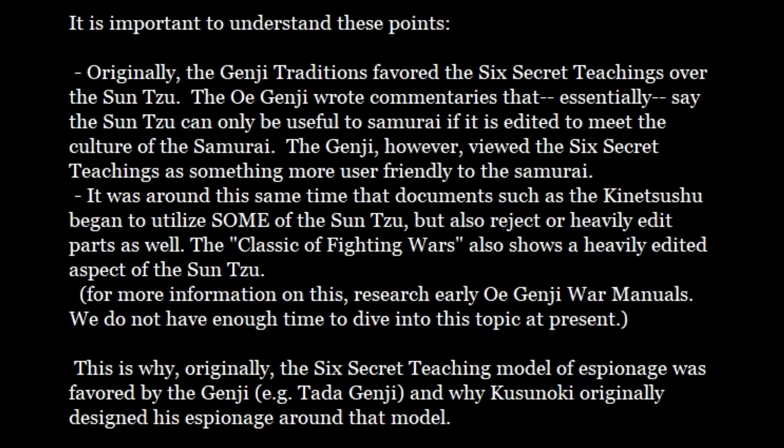Again, the Art of War is obviously not rejected, but it seems like the samurai at this early stage, the Genji clan, like the 6 secret teachings pretty much as it is. They only like the Art of War when it's been very changed and edited to match the ideology of the time. For more information on this, one has to research early Oe Genji war manuals. We do not have the time to dive into this at present. This is like a 3-hour talk, and we're not going there. But again, this is why originally the 6 secret teachings model of espionage was favored by the Genji and why the Sun Tzu was not.